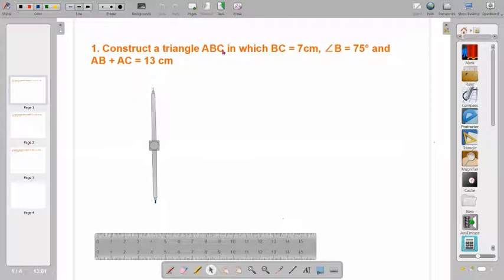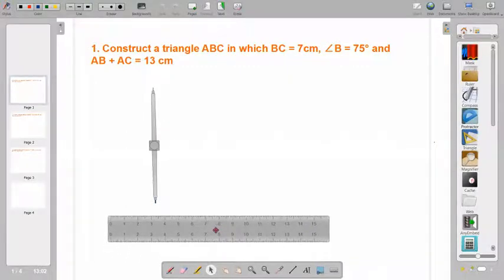So the question is in exercise 11.2, the first question: when one base, base angle, and the sum of the other two sides are given, how to construct a triangle? That is our first construction. So here it is asked to construct a triangle ABC in which BC is 7 centimeters, angle B is 75 degrees, and AB plus AC is 13 centimeters. So this is the question.